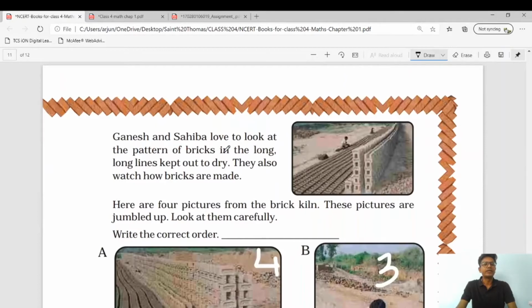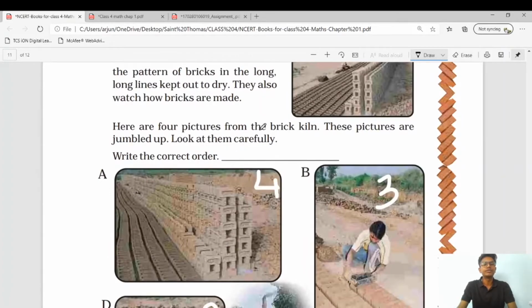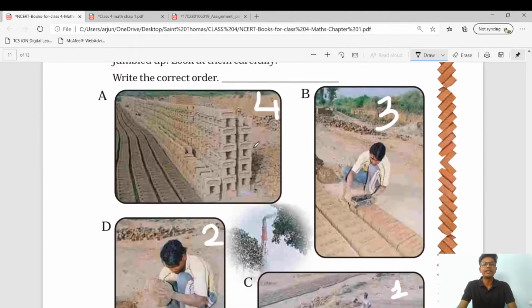Ganesha and Saiba loved to look at the patterns of the bricks in a long line kept out to dry. They also watch how bricks are made. Here are the pictures from the brick kiln. These pictures are jumbled up. Look at them carefully. Write the order.